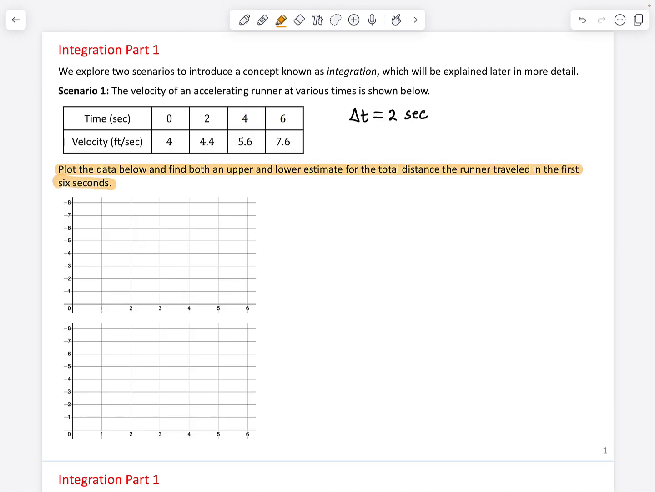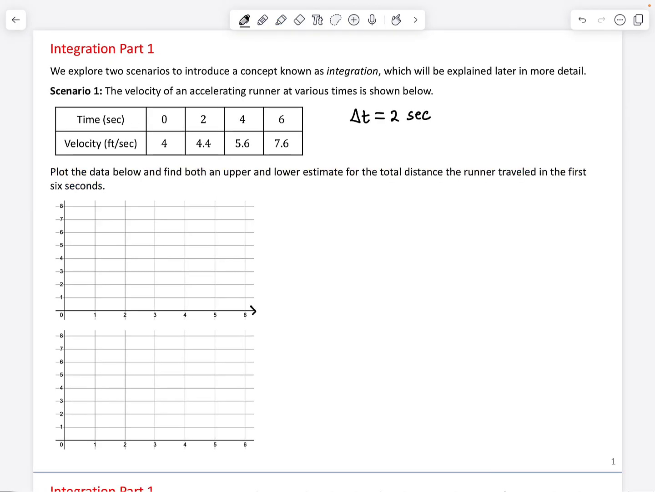Now, plot the data below and find both an upper and lower estimate for the total distance the runner traveled in the first 6 seconds. Now, we're going to wind up doing 2 different graphs to illustrate 2 different concepts. But in both cases, the horizontal axis would be time, and the vertical axis in each case would be velocity, measured in feet per second.